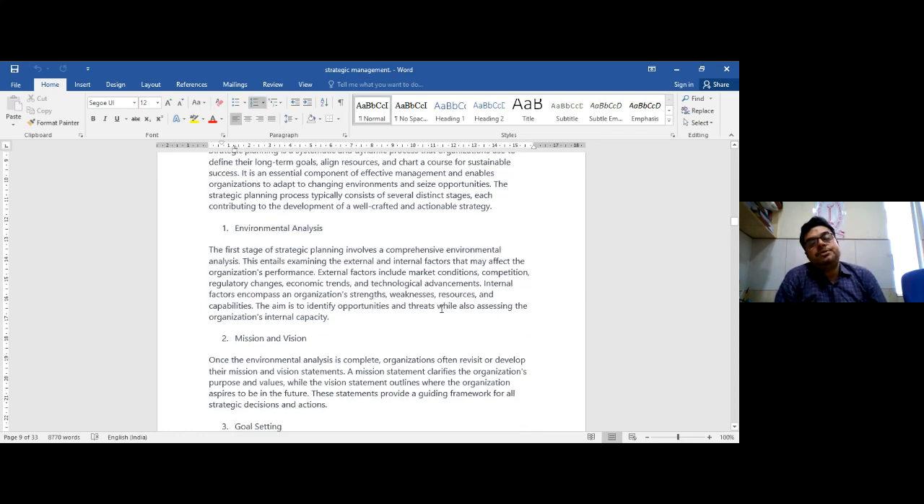The first one includes environmental analysis, which is a comprehensive plan of action entailing examination of both the external and internal factors that would ultimately affect the organization's performance.